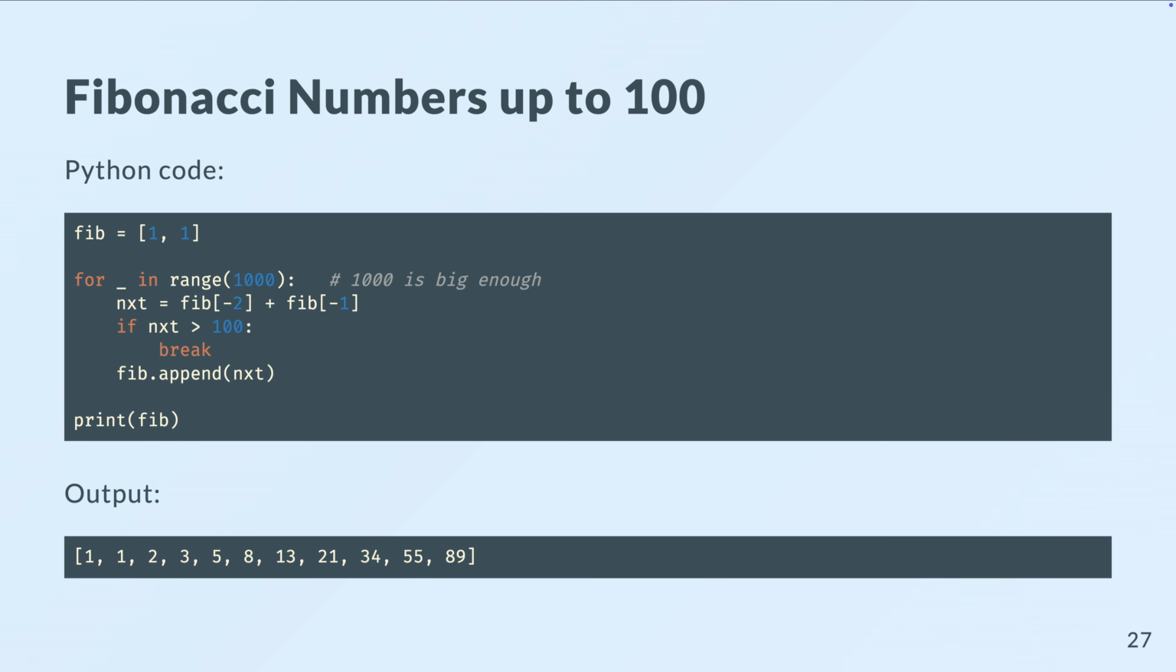Let's check the output. The list is 1, 1, 2, 3, 5, 8, 13, 21, 34, 55, 89. The next Fibonacci number would be 144, which is greater than 100. So we stop before adding it.